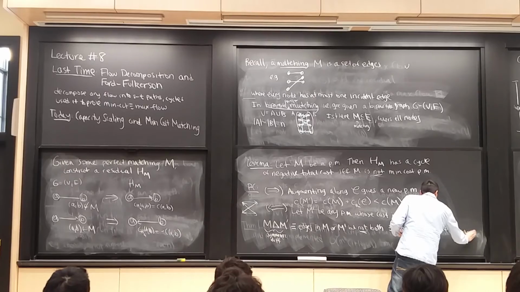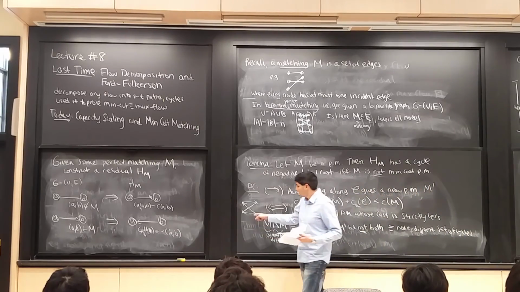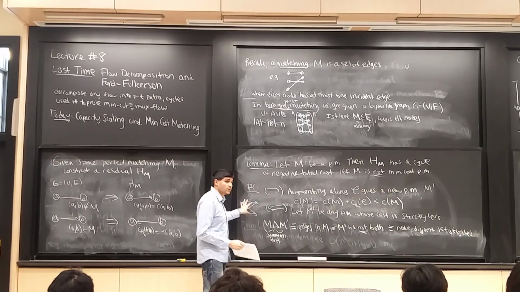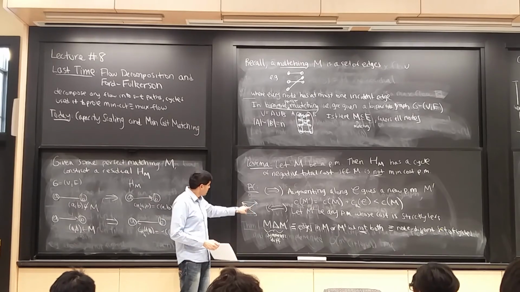Exactly like they look like in the special case, when you take the symmetric difference of these two perfect matchings, we get this 4 cycle right here that goes all the way around.